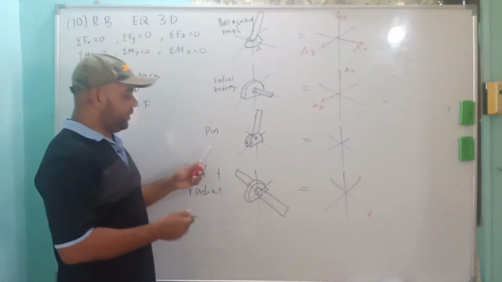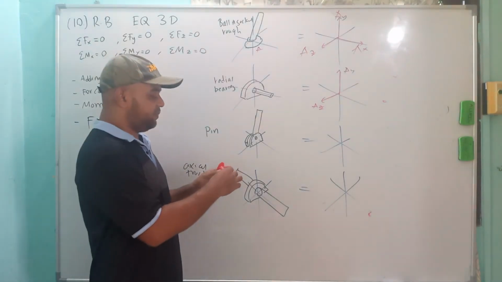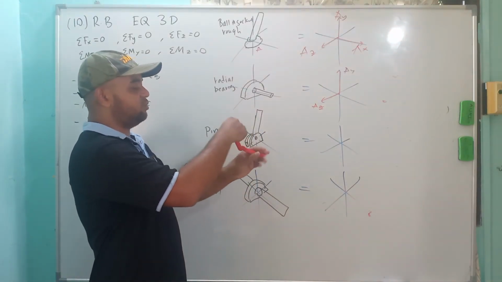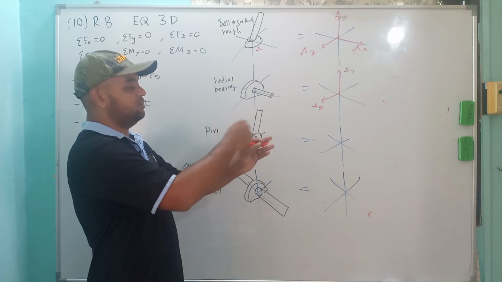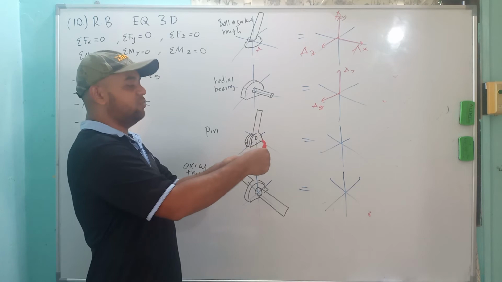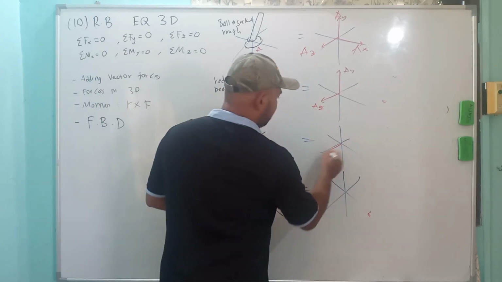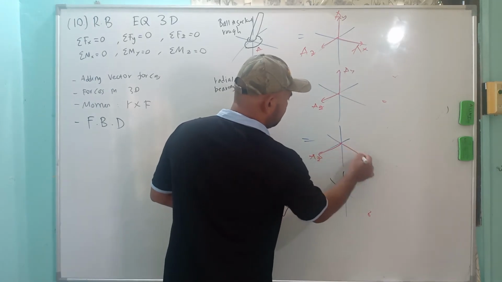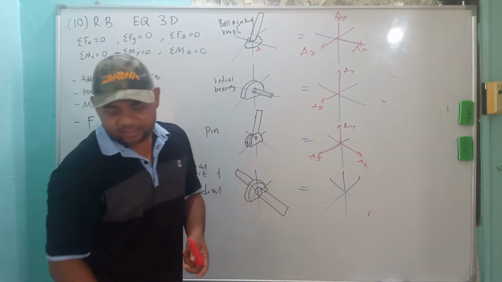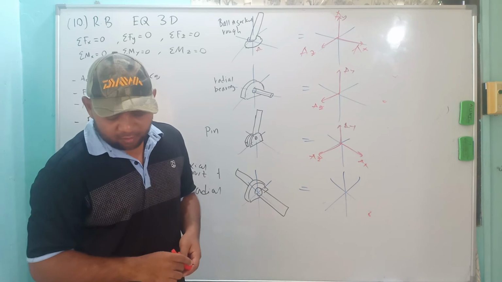Okay, now pin joint. Where is my pin joint? Okay, this one. Let's say this is a pin. This pin component alone cannot move in y, in x, in z direction. So same, we will have a z, a x, a y. These three directions for the pin joint.